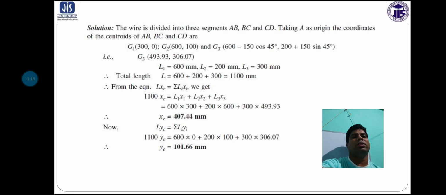Now the total length L is equal to 600 plus 200 plus 300, that means 1100 millimeter. Now L Xc is equal to the summation of Li Xi. We get 1100 Xc is equal to L1 X1 plus L2 X2 plus L3 X3. Putting all these values, we get Xc equal to 407.44 millimeter and Yc equal to 101.66 millimeter.